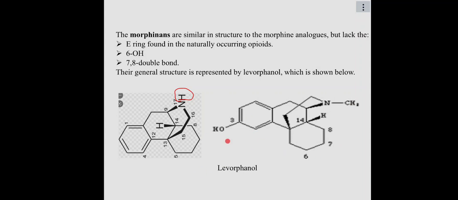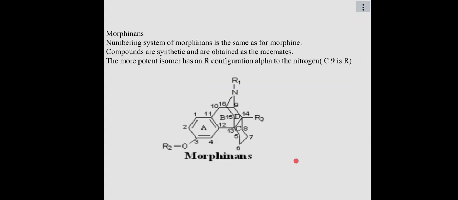The lead compound, or one of the prototypes, being levorphanol, and you can see the numbering is the same: 1, 2, 3, 4, 5, 6, 7, 8, 9, 10, 11, 12, 13, 14, 15, 16, 17. So the numbering does not change because the oxygen in the ring that we removed had not been numbered. The only thing that changes in this molecule is an increase in lipid solubility, and therefore that compound has much, much higher activity.